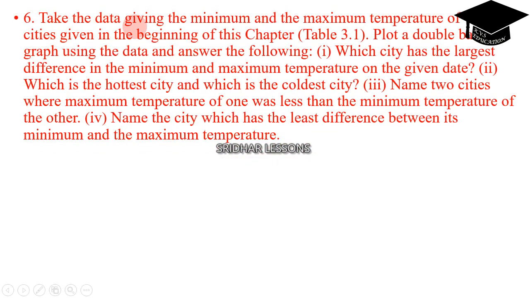Question number 6. Take the data giving the minimum and maximum temperature of various cities in the beginning of the chapter, Table 3.1. Plot a double bar graph using the data and answer the following. Which city has the largest difference in the minimum and maximum temperature on the given date? Which is the hottest city and which is the coldest one? Name two cities where the maximum temperature of one was less than the minimum temperature of the other. And the fourth question is, name the city which has the least difference between its minimum and maximum temperature.